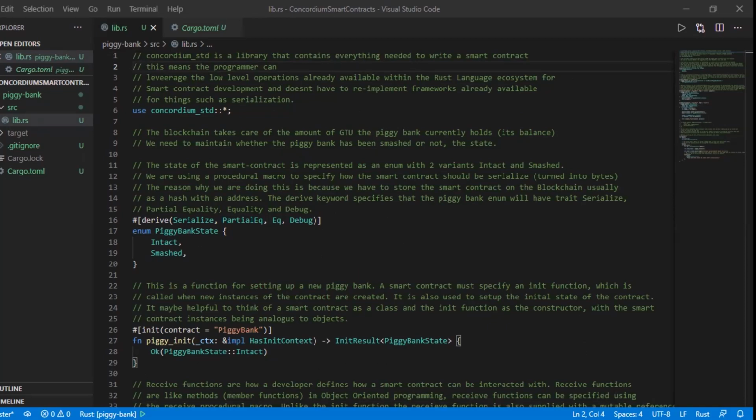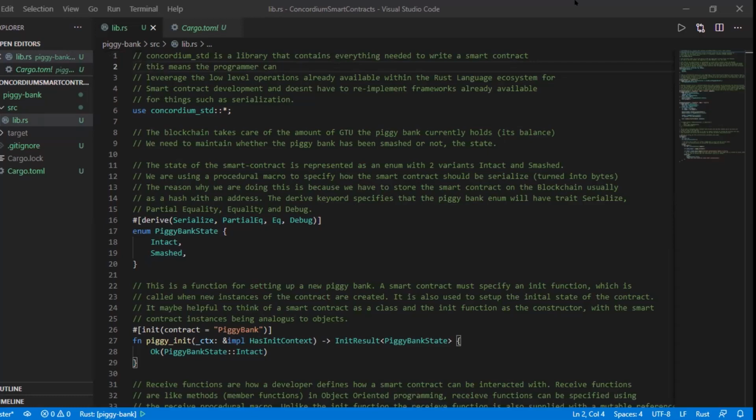There is help on Concordium's developer website on how to configure your setup. So if you want to install Rust, you just go to rust-lang.org, or just type in Rustlang. This is the official Rust website, and you just click on Get Started.